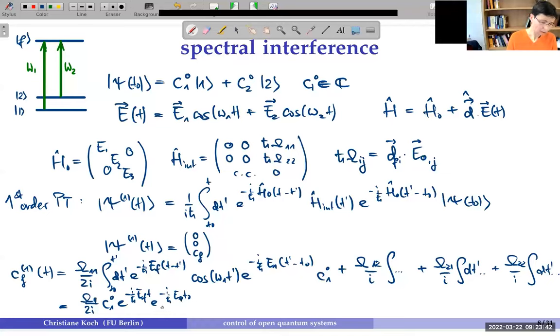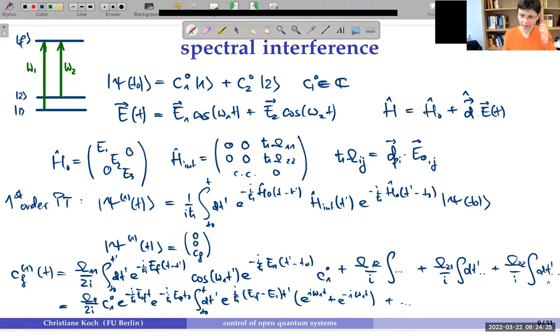And E1. And then I'm left inside the integral with that part from this exponent that contains t prime, and that part from that exponent that contains t prime. I can, of course, combine those to give me the exponent of i over h bar (Ef minus E1) t prime. And then I have the two exponents from this cosine, so e to the omega 1 t plus e to the minus omega 1 t. And similarly for the remaining three integrals.